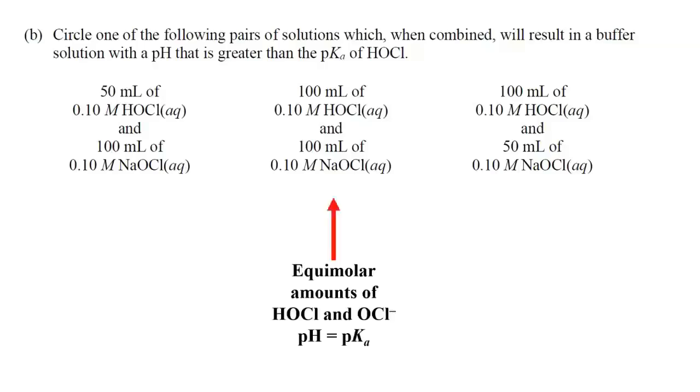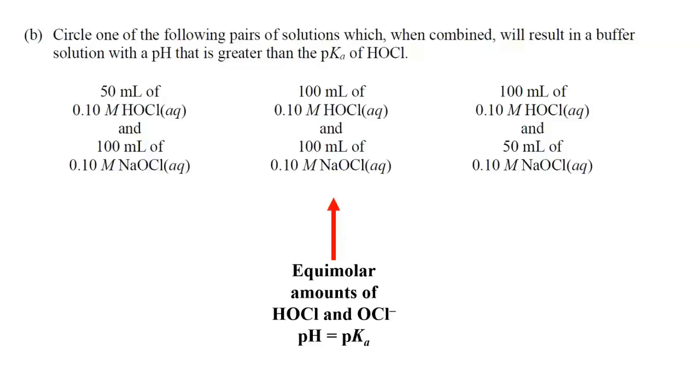So in that middle combination, you would get an equimolar amount of both the weak acid, HOCl, and its conjugate base, OCl-. That would result in a buffer solution in which the pH is equal to the pKa. So we can rule out that middle combination of solutions as the possible answer. So the correct answer to part B is either the first combination or the third combination. Let's take a closer look at those two results.